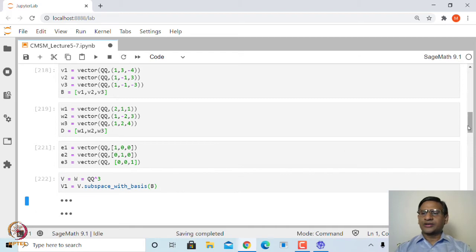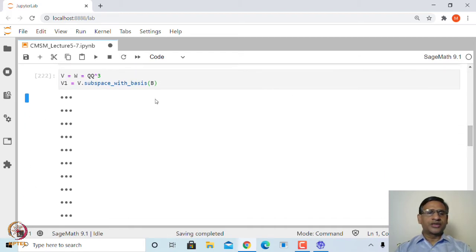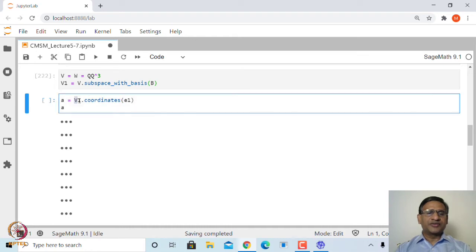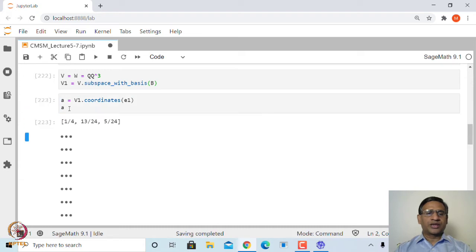Now how do I find coordinates of E1 with respect to basis B? All we need to do is simply say capital V1 dot coordinates, and in the bracket write E1, and let us store this in A. So first component will be A1, second component A2, A3 and so on, right. So we have found A1, A2, A3. Once we have obtained A1, A2, A3, we know what is T of E1.